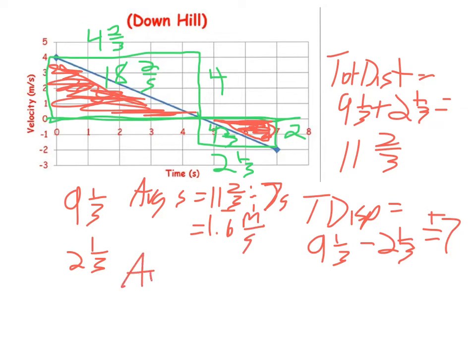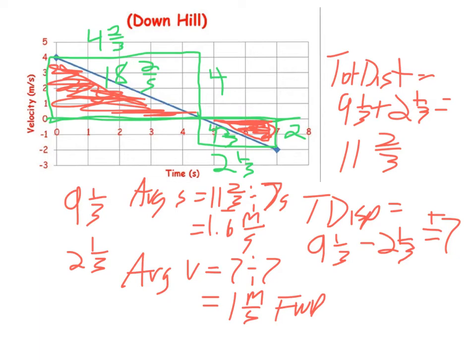Our average velocity is going to be really easy. Our total displacement was 7 meters divided by 7 seconds, which just gives us 1 meter per second forwards because it was a positive 7. Anyways, those are our total distances, our total displacements, our average speed, and our average velocity.